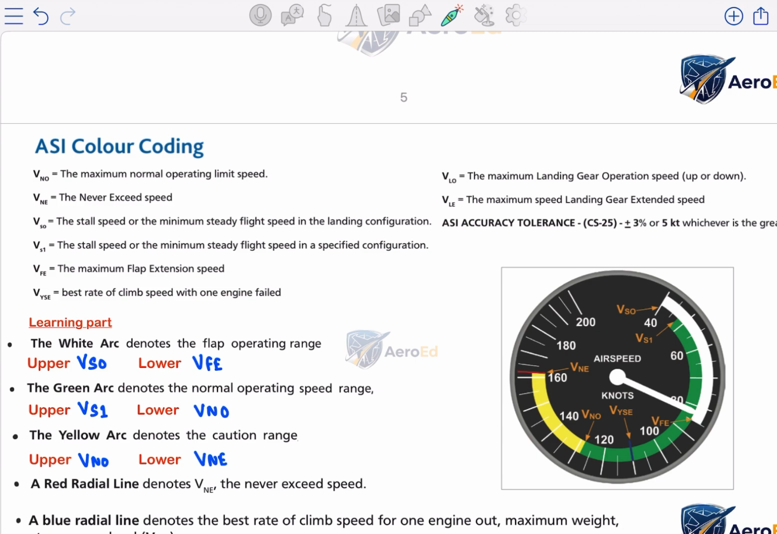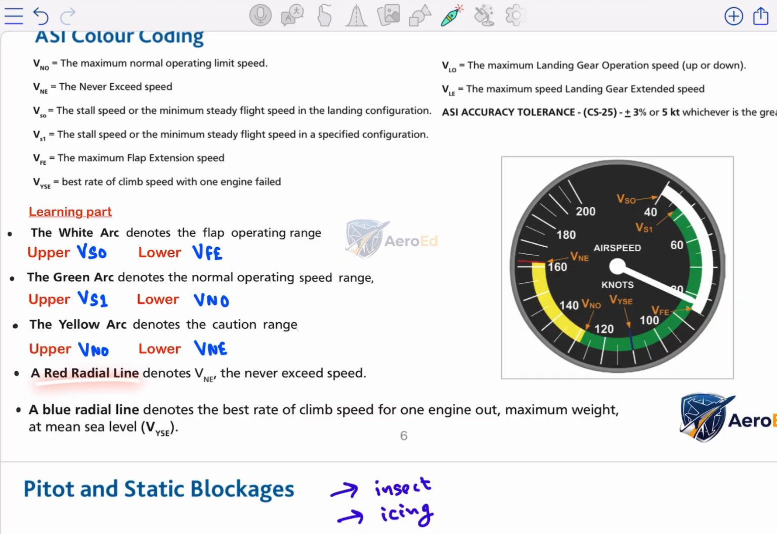The next one is the yellow arc. The upper one states VNO and the lower one is VNE. VNO we already know: the maximum normal operating limit speed. And the lower one states VNE, which is the never exceed speed. We cannot exceed this speed because it will cause damage to the aircraft. Next is the red radial line. It also denotes VNE, the never exceed speed.